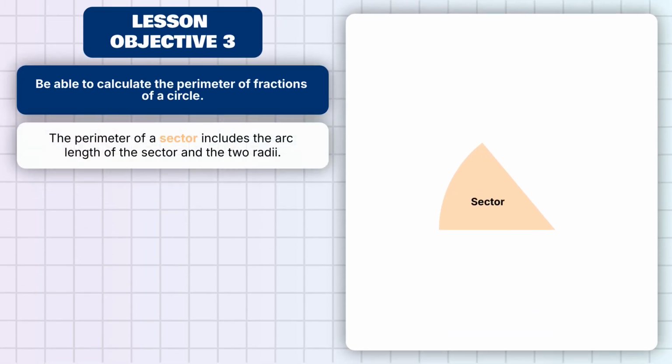Finally, these two cases generalize to the formula for a sector, because remember that a semicircle and a quadrant are both sectors themselves. The perimeter of a sector includes the arc length of the sector and the 2 radii.